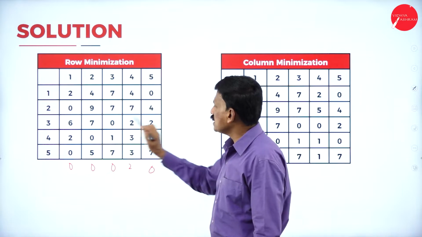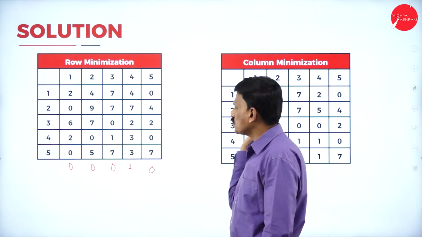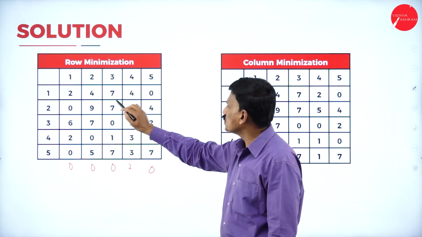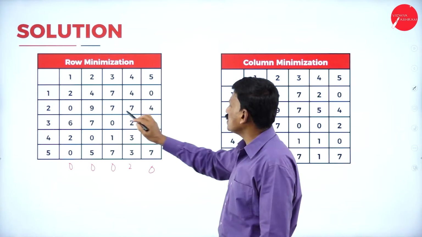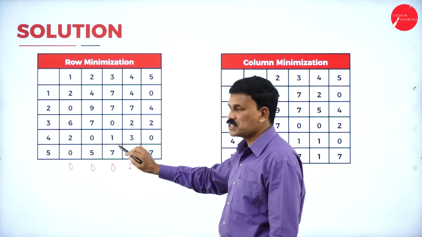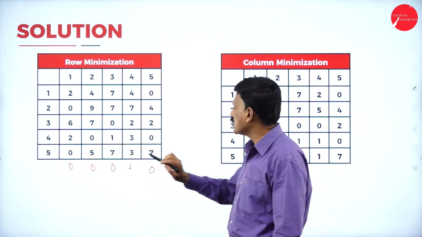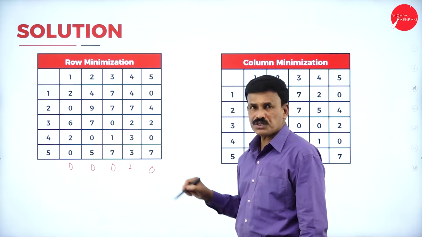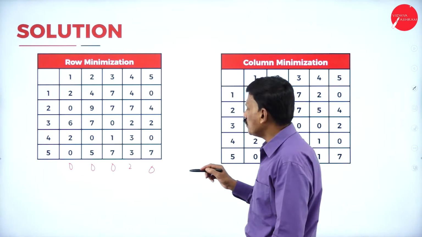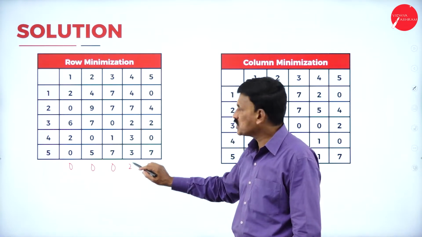9 minus 0 is 9, 7 minus 0 is 7, 0 minus 0 is 0, 5 minus 0 is also 5. In the third column, 7 minus 0 is 7, 0 minus 0 is 0, 1 minus 0 and 7 minus 0 will be the same. Whereas in the fourth column, there is a change.